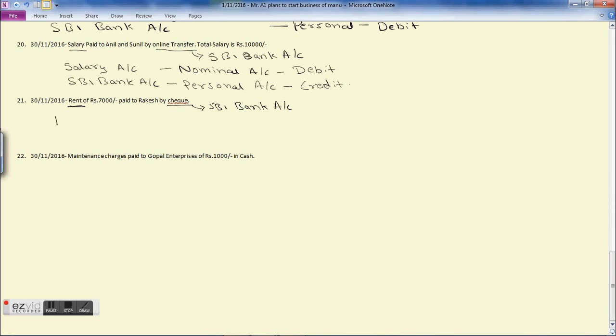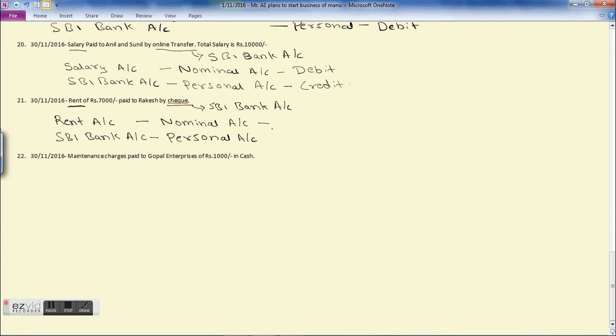Okay, so two accounts that are affected are the rent account and the SBI bank account. Now rent account is an expense account, so the nature of account is a nominal account, and SBI bank account is an organization, so the nature of account is a personal account.